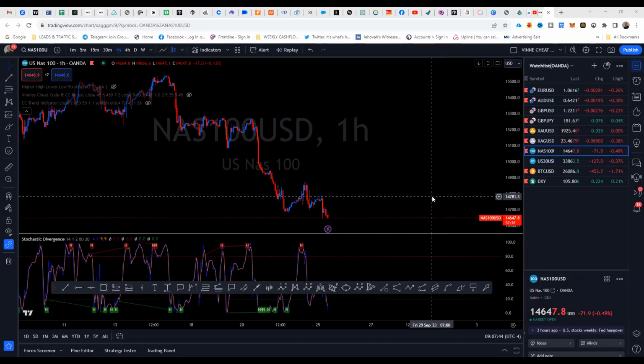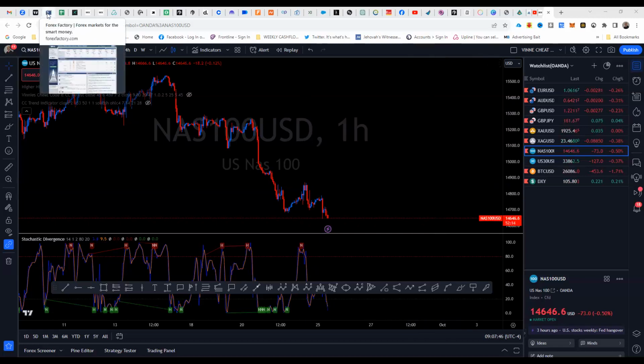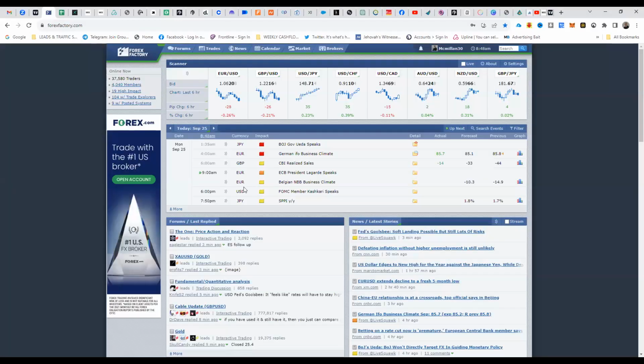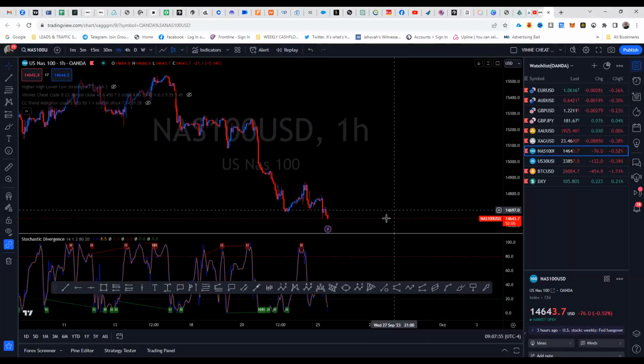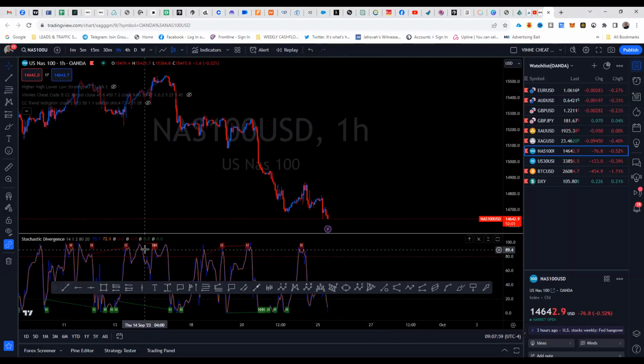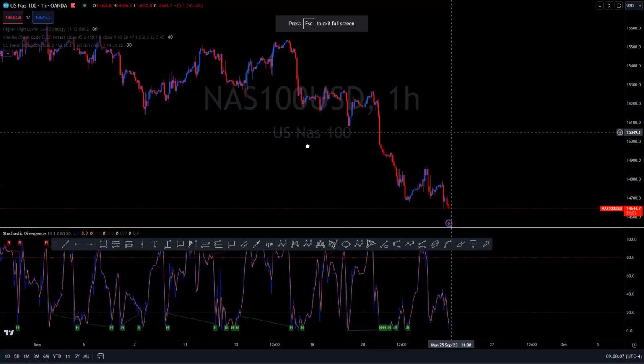Before we get started, let's check the news here. We don't have any major news today for the USD, so that's good. We're going to be implementing the G.S.A strategy. We have a new indicator added to it, and I'm going to show you that in this session today. We're going to be trading NAS100, so let's get started.